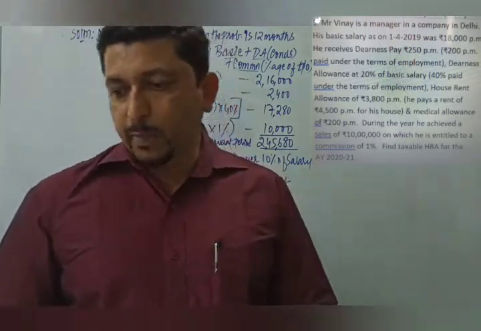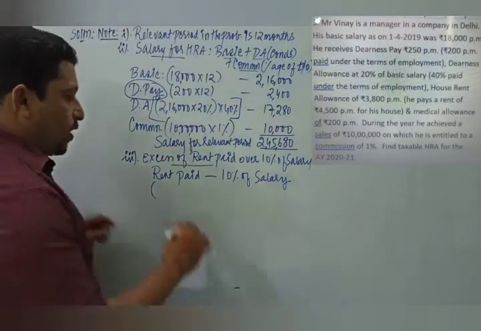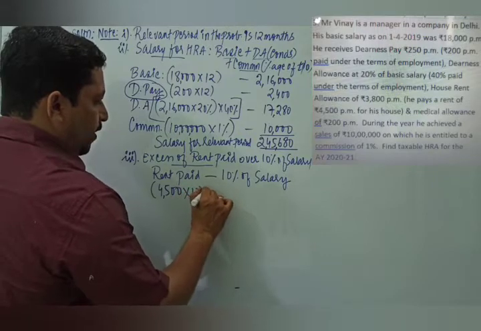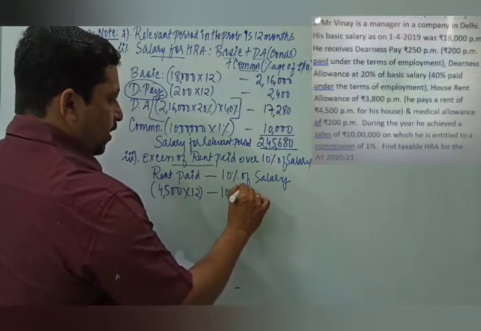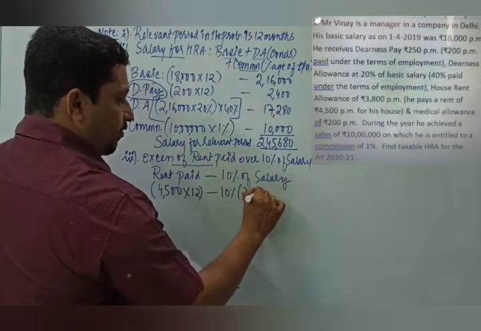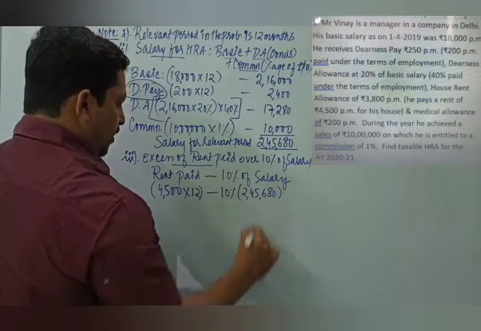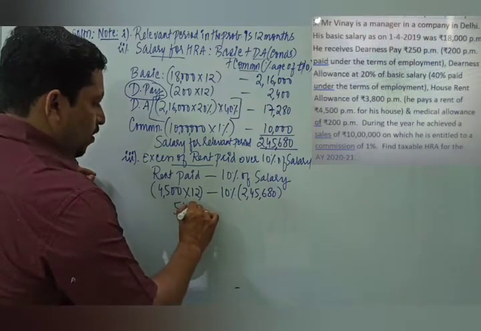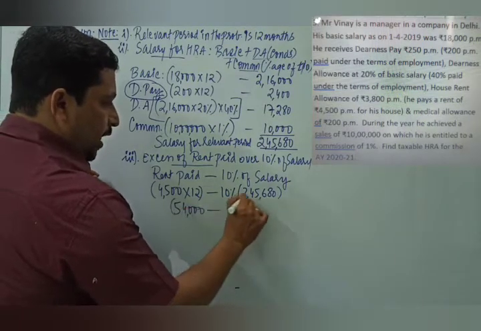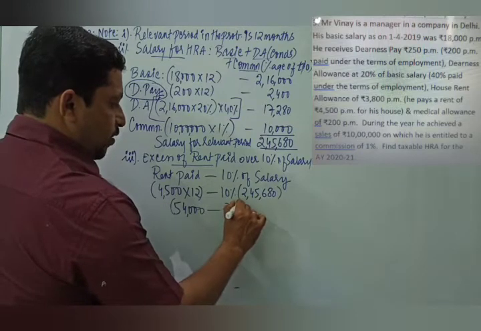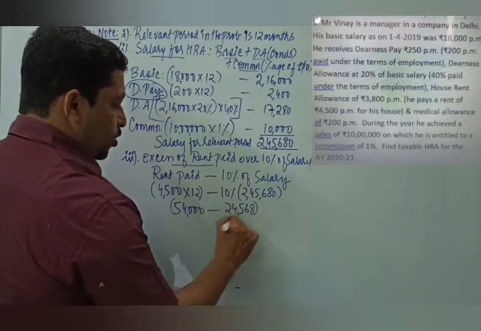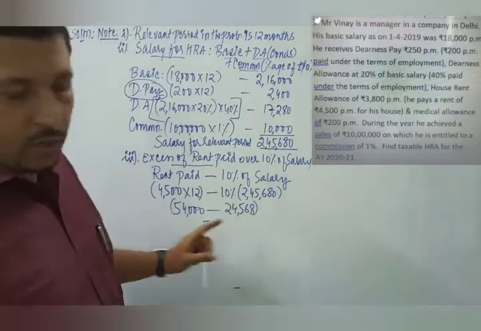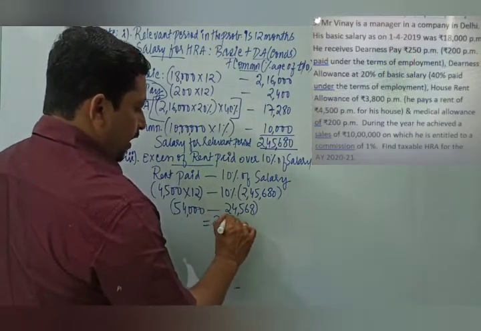Now Mr. Vinay has paid a rent of rupees 4,500. So 4,500 into 12 minus 10% of 2,45,680. So 4,500 into 12 will give you 54,000 minus 24,568, which would be 10% of this salary. And this number works out to 29,432.